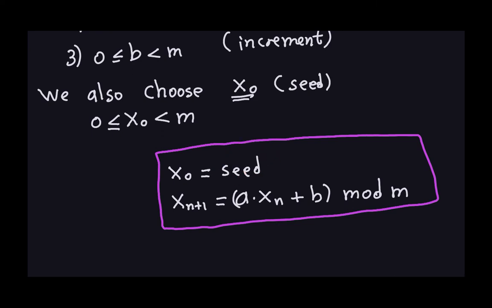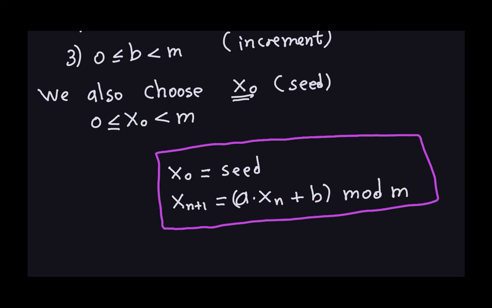And this is a recurrence formula. So what this basically is saying is this. The next number, which is xn plus 1, will be equal to: take the previous number, which is xn, multiply it by a, add the number b, and all this is going to give you a number, and then take the remainder of this number when you do the division of this by m.